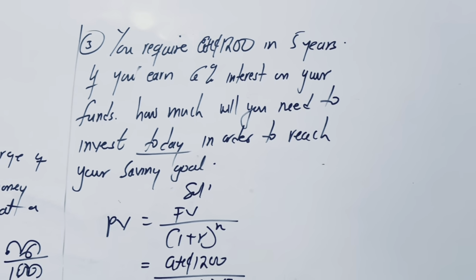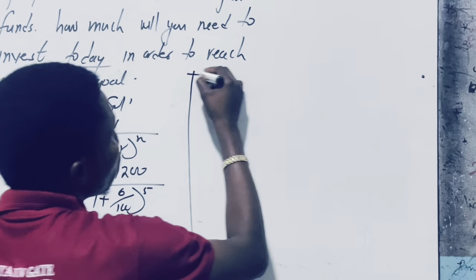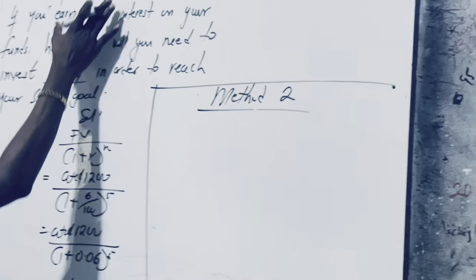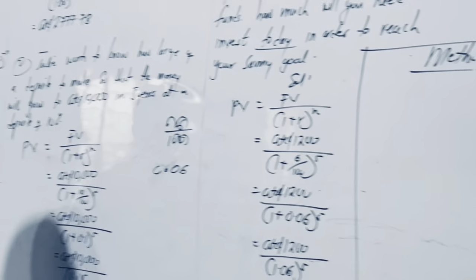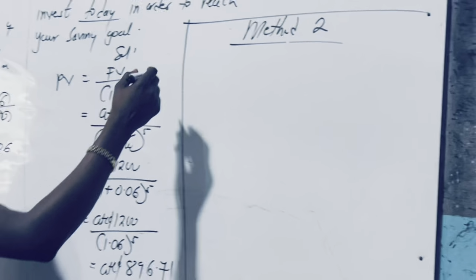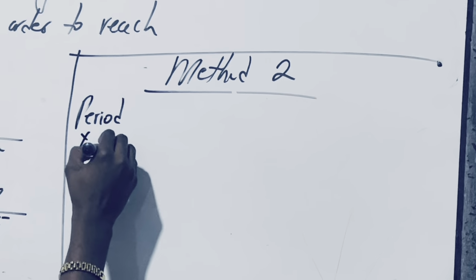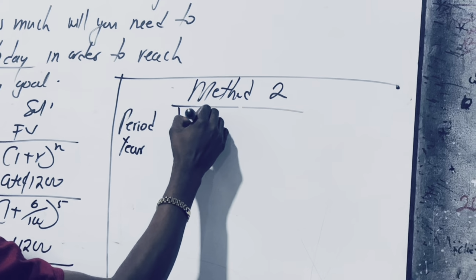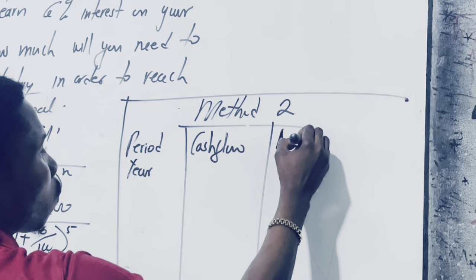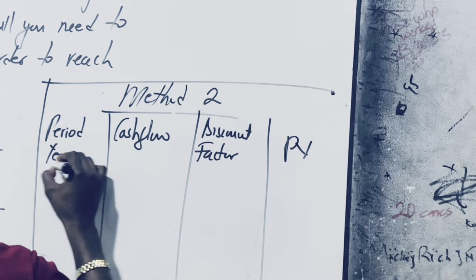Just like we did with the future value, we can equally solve this question using a table. That is the second method. So I'm going to use the second method to solve this same question. Then you can use it to try your hands on question 2 and then question 1. Now, same table, we have our period, that is our years. We have our cash flow. We have our discount factor. And then we have what we call our present value.